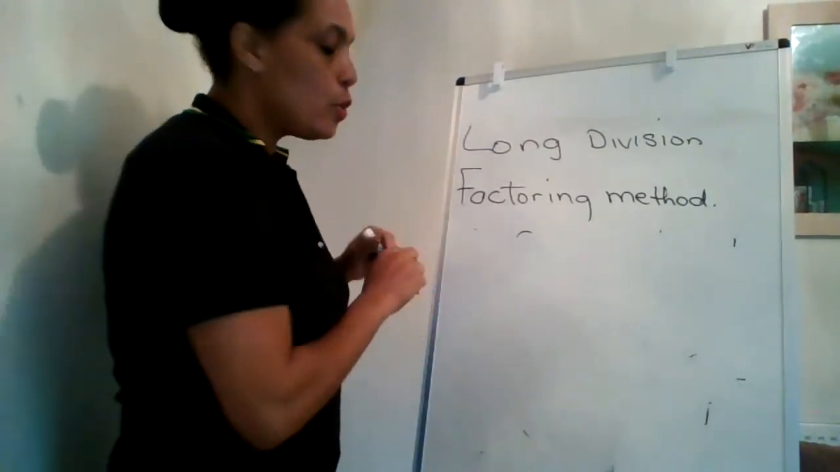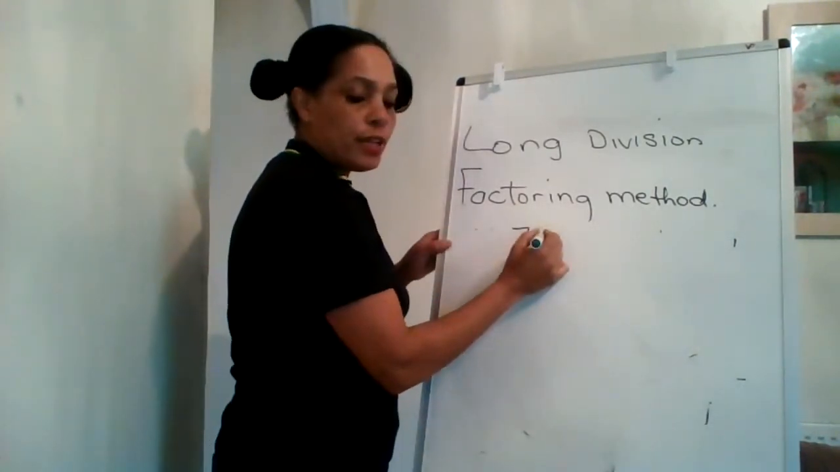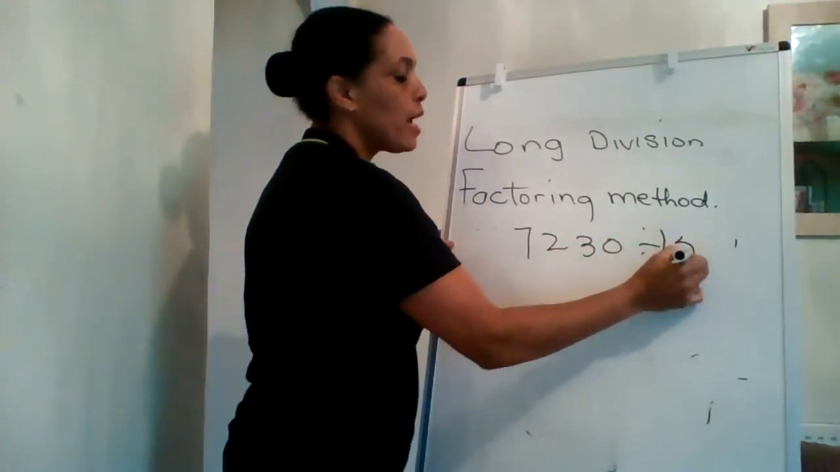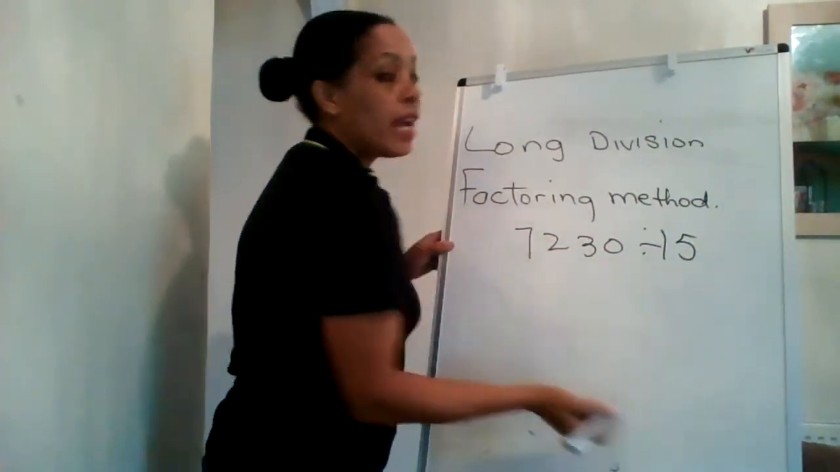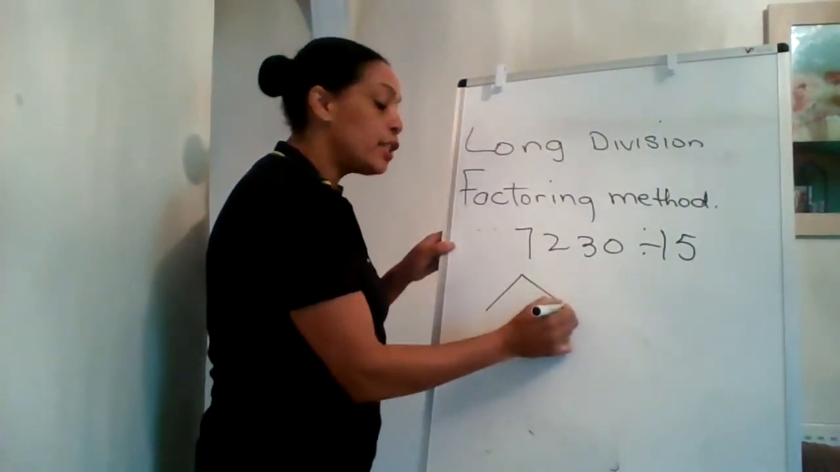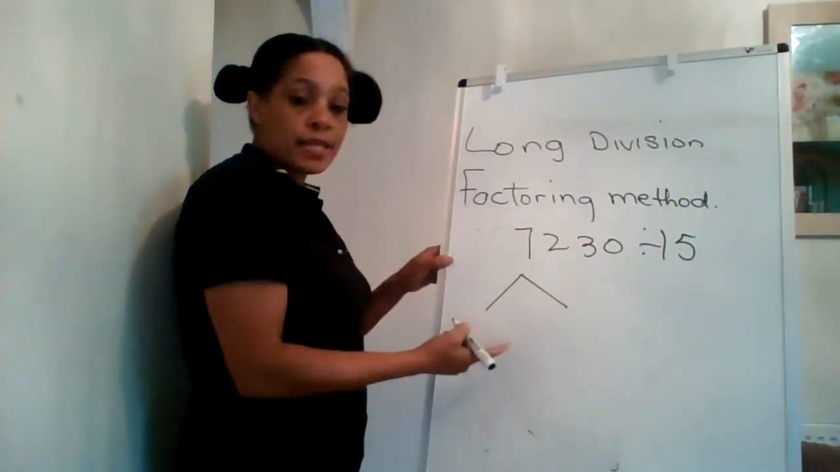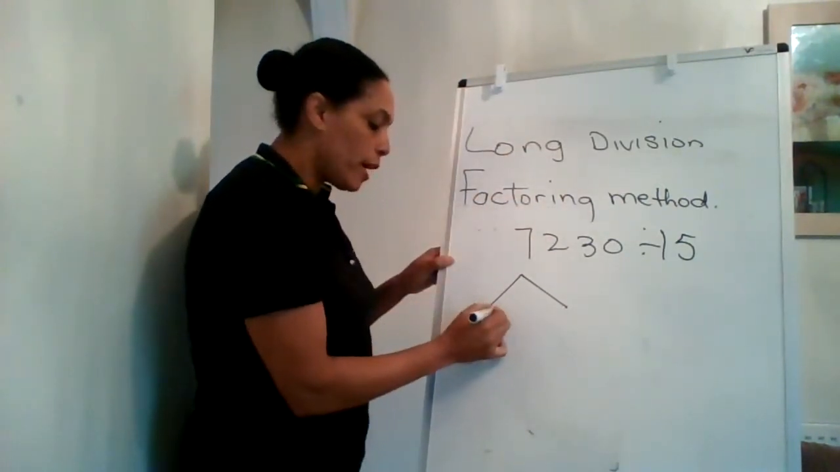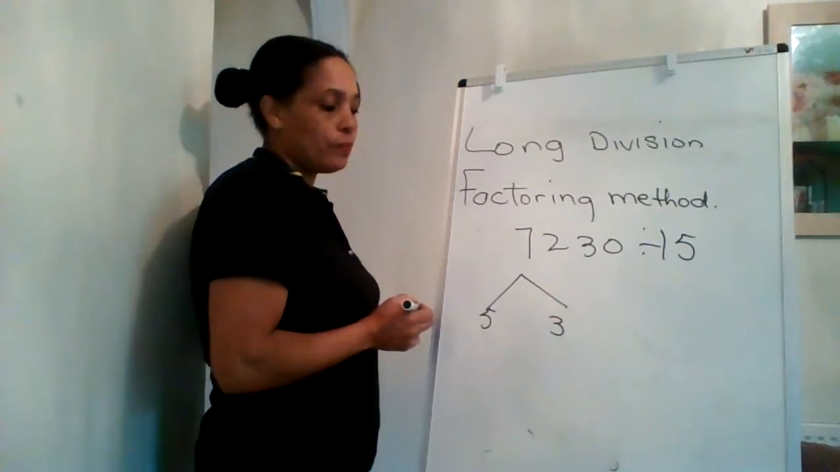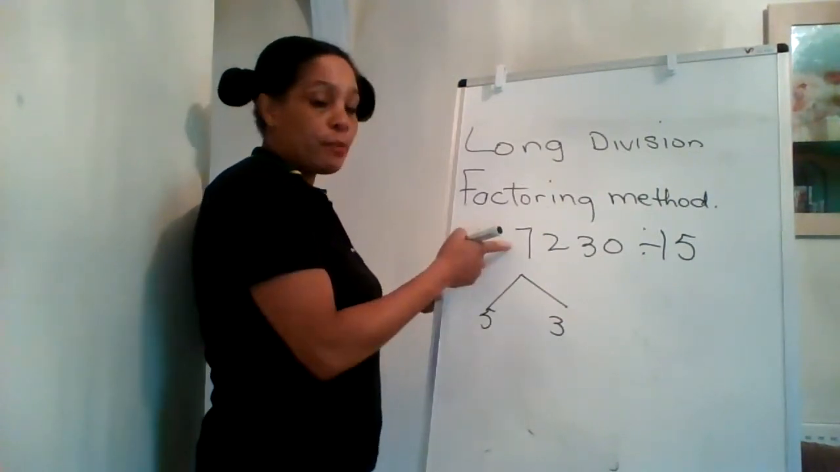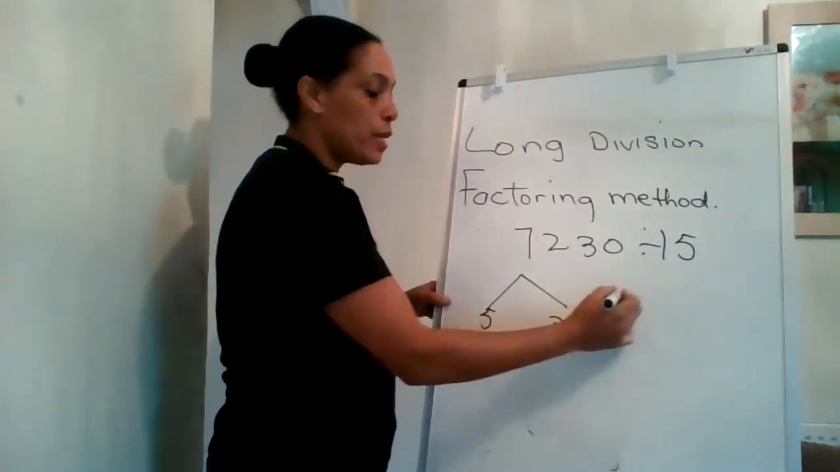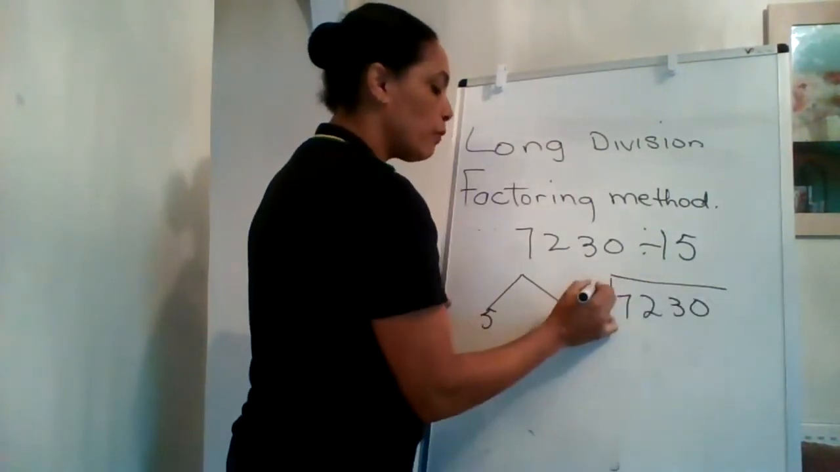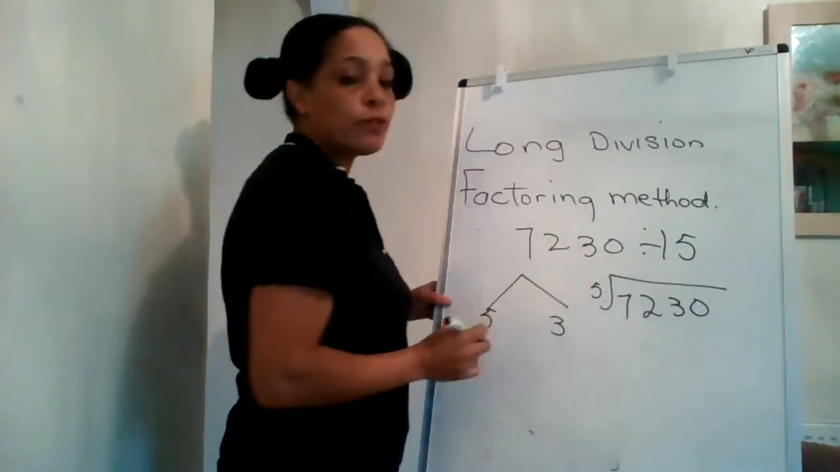If I'm going to be doing 7230, and I'm going to be dividing that by 15, again, all I need to find is two numbers that multiply to give 15, or two factors of 15. I'm going to be using 5 and 3. First thing I'm going to be doing is to divide by one of these. 7230, I'm going to choose to use 5 first. Doesn't matter which one I use first.